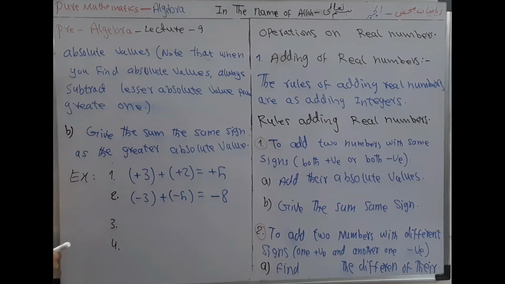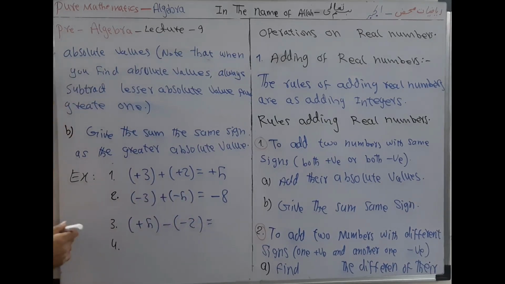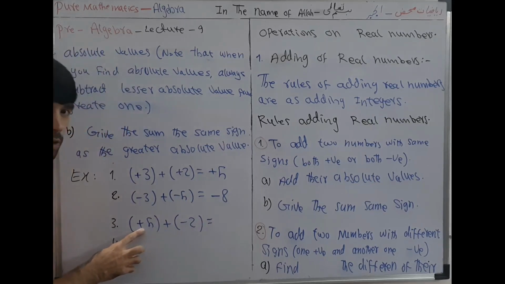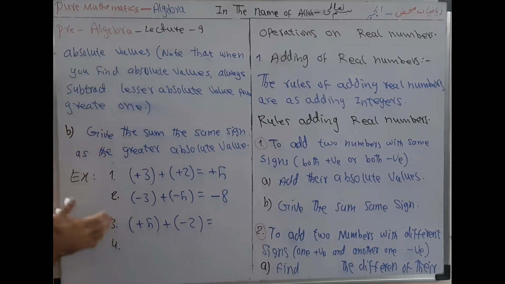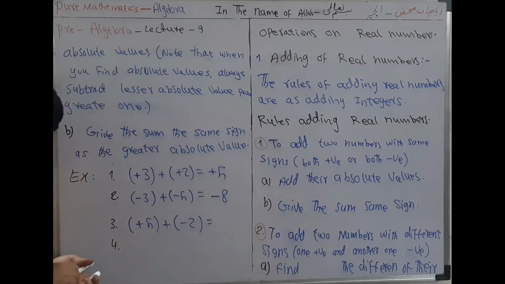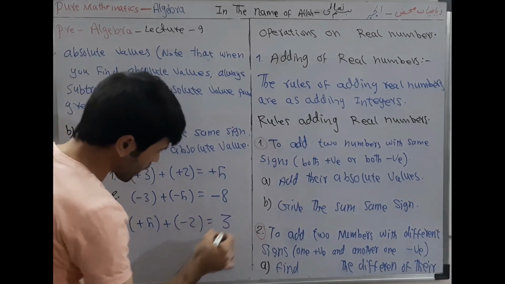Here, if we want to add plus 5 plus minus 2. We want to add these two numbers which have different signs. It is plus, it is minus. First, we want to find the difference of their absolute values. Absolute value of this is 5 and absolute value of this is 2. 5 minus 2 is equal to 3.